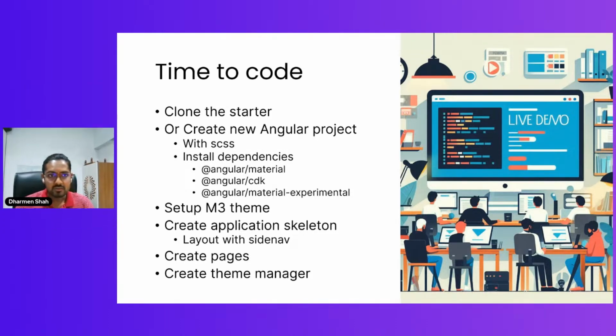Okay, so we are going to create a simple project. I have already created a boilerplate project using Angular and Angular Material, and then we will set up a Material 3 theme in it. Then we will create a basic application skeleton using the side nav and top nav bar. Then we will create some base placeholder pages. And at last, we will also create a theme manager through which we can switch to light and dark theme.